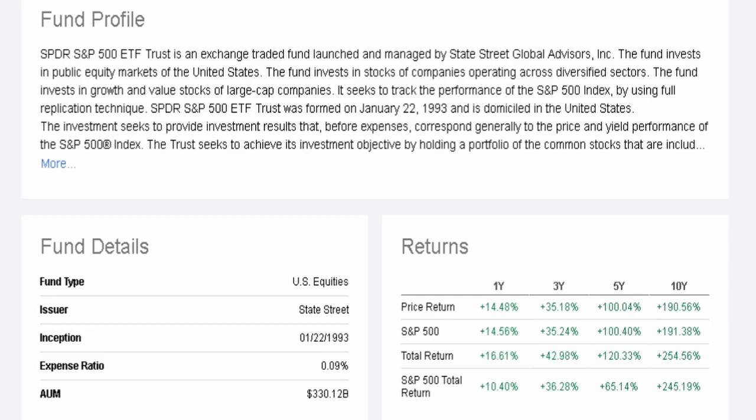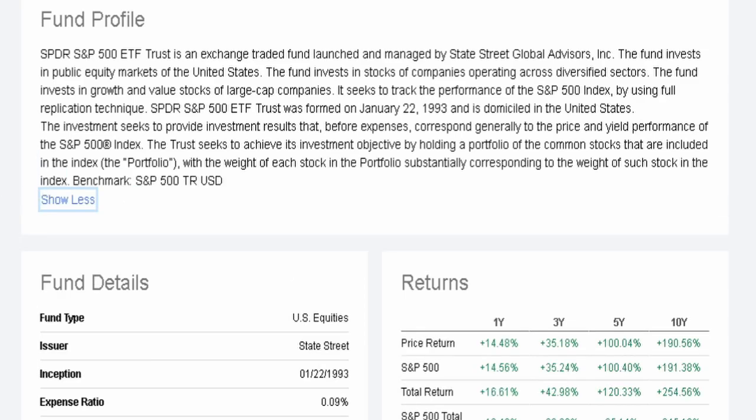The investment seeks to provide investment results that, before expenses, correspond generally to the price and yield performance of the S&P 500 index. The trust seeks to achieve its investment objective by holding a portfolio of the common stocks that are included in the index, with the weight of each stock in the portfolio substantially corresponding to the weight of such stock in the index.